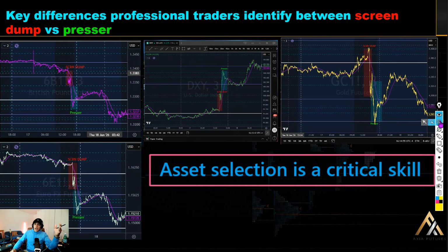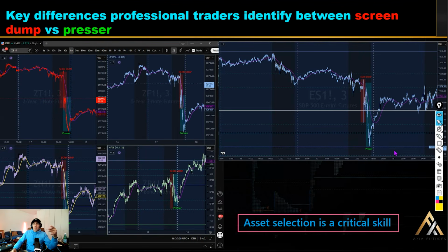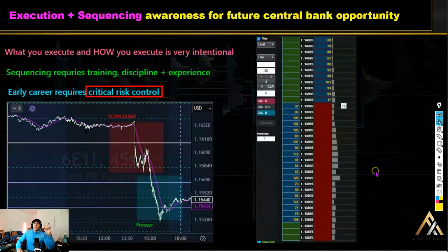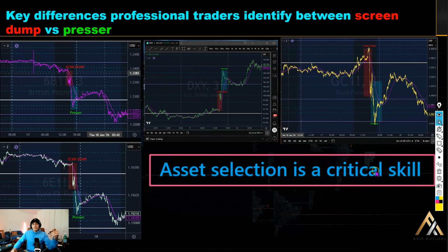And one of those actually is the S&P 500, where the S&P 500, although it did have the same sort of sequence where you can see on the screen dump here, it did drop. And then on the presser, it did drop. It was not the easiest one. And in fact, it was probably the hardest one, especially for juniors. So that's why selection is a critical skill. And it's particularly critical when you are in your early stages, because it's very easy to get caught out on the wrong asset when you could have gotten a much cleaner move on the right asset.